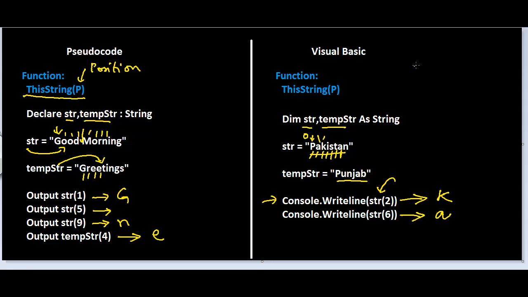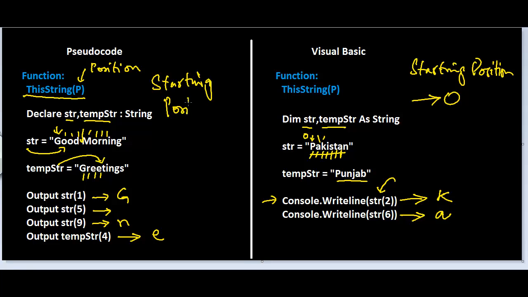So just remember this. The starting position in case of Visual Basic is 0. The starting character of a string is character number 0, whereas in case of pseudocode, the starting position as far as this function is concerned is 1. Just remember that. The starting character is always going to have position number 1. So that's the only difference between Visual Basic and pseudocode.